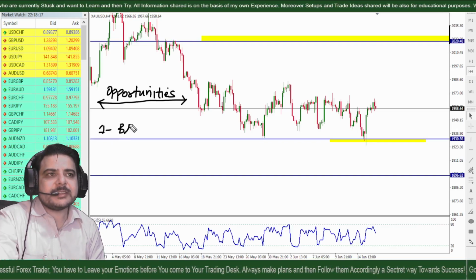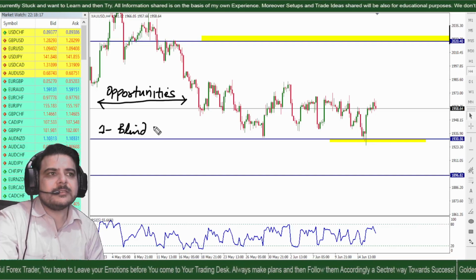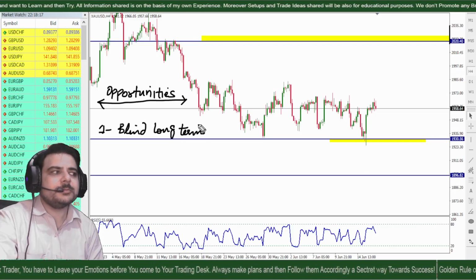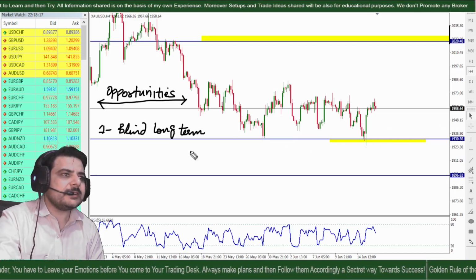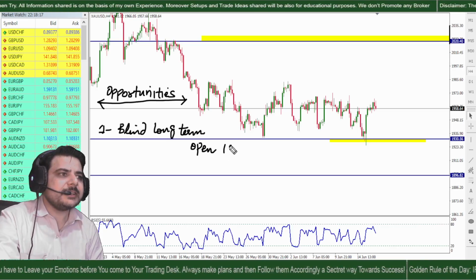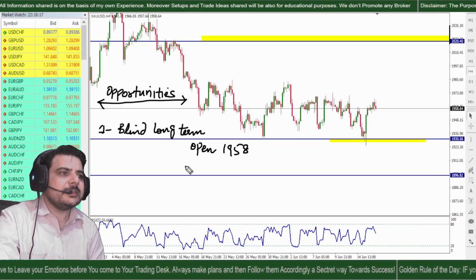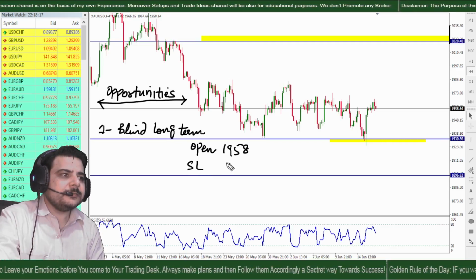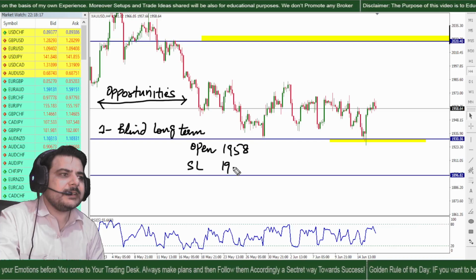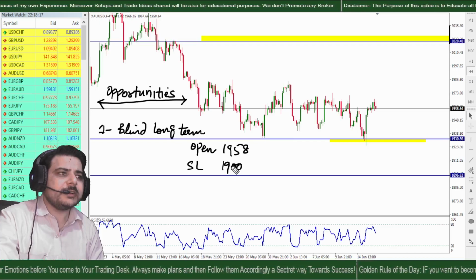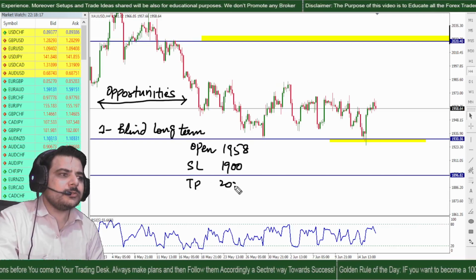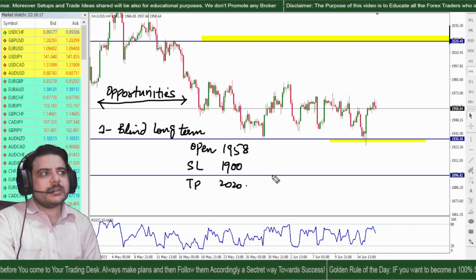a blind buy, we can say. And this will be a long term buy from the current price 1958. Open will look something like this, 1958. Stop loss will be around 1900, should be fine, and the TP will be 2020. So this is one opportunity.